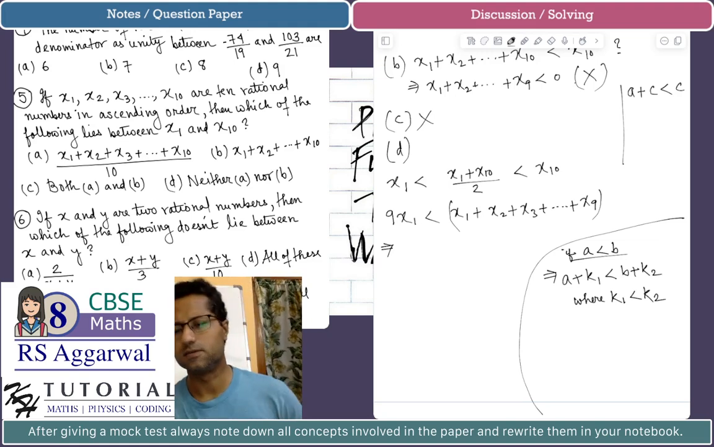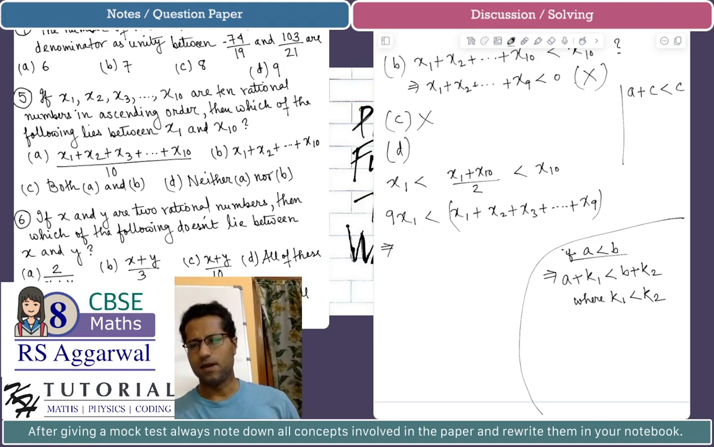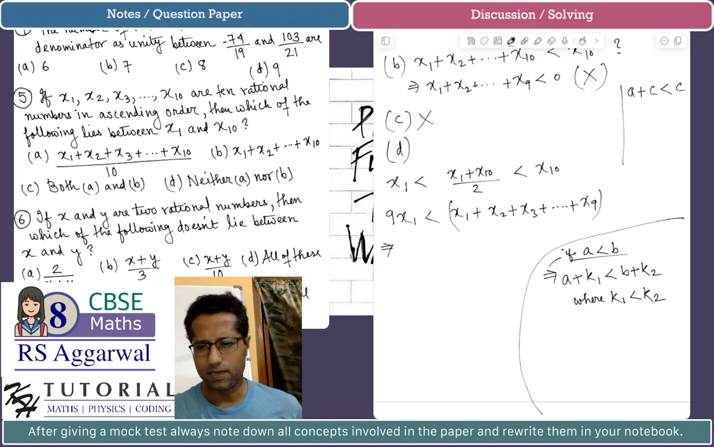Please try to understand this. If we have a less than b in this inequality, if we add two constants on both the sides, that is, k1 to the left hand side, and to the right hand side k2, where k1 is less than k2, then we will have a plus k1 less than b plus k2. Why so? From here we can always get something like a plus c will be less than b plus c, where c is some non-zero constant.